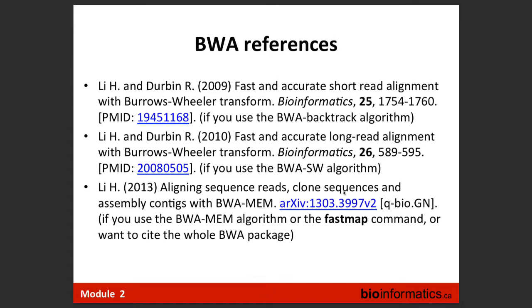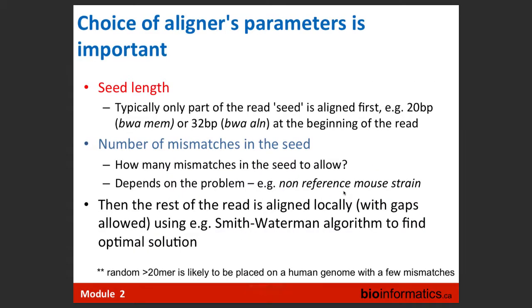So this is reference again. Now, what parameters are important? This is more or less true for every aligner, because those are very logical, common-sense parameters. First of all, as Martin already explained to you, even when we sequence 100 bases or 125 or 75, we never use the whole read. We never start with aligning the whole read.